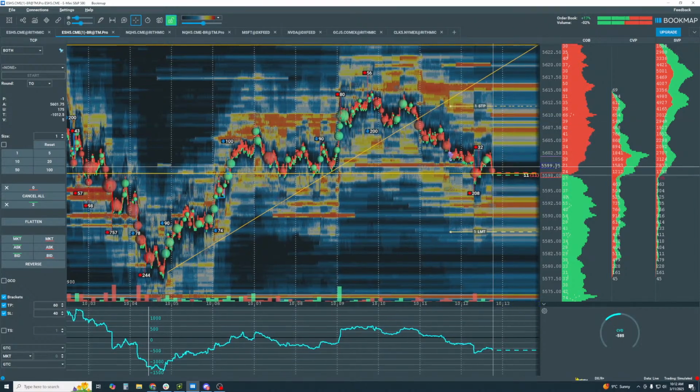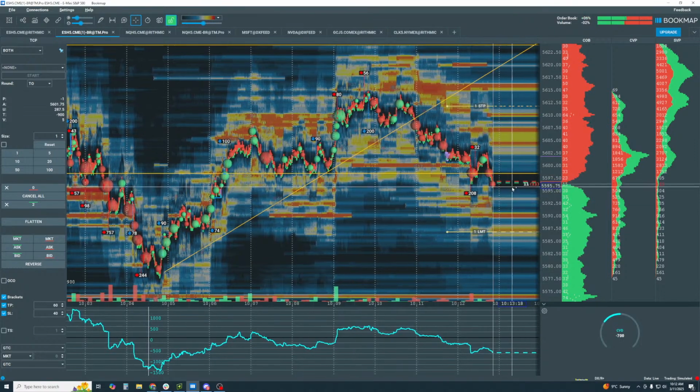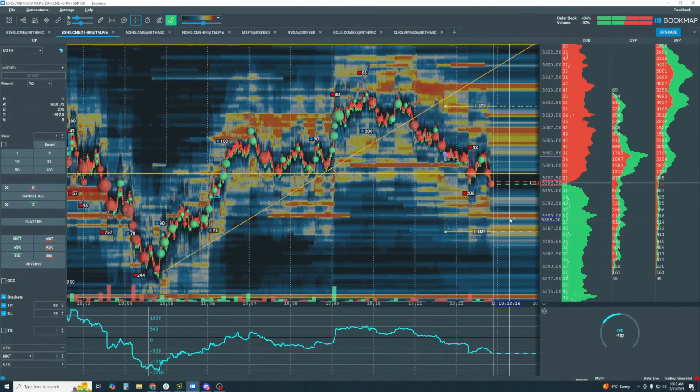Okay, so we're just below the figure here at 5,600. And momentum starting to pick up on the sell side.